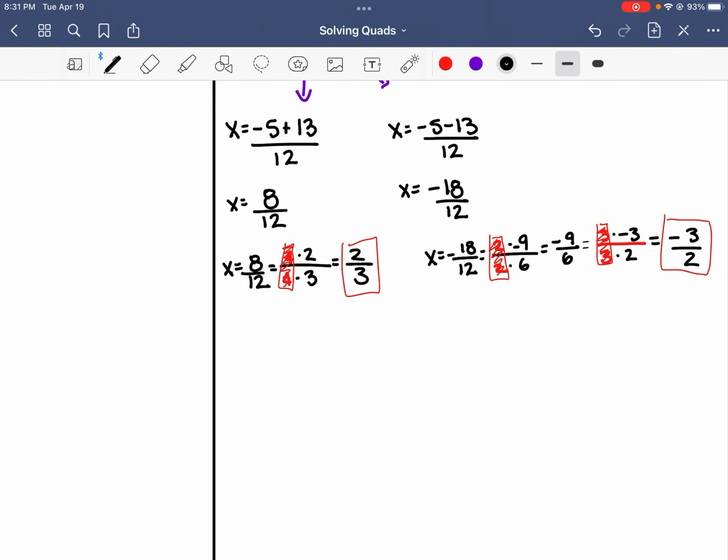So to end it off, my answer would be x equals 2 over 3 and negative 3 over 2. So that means that on this graph at these points, we have our roots.